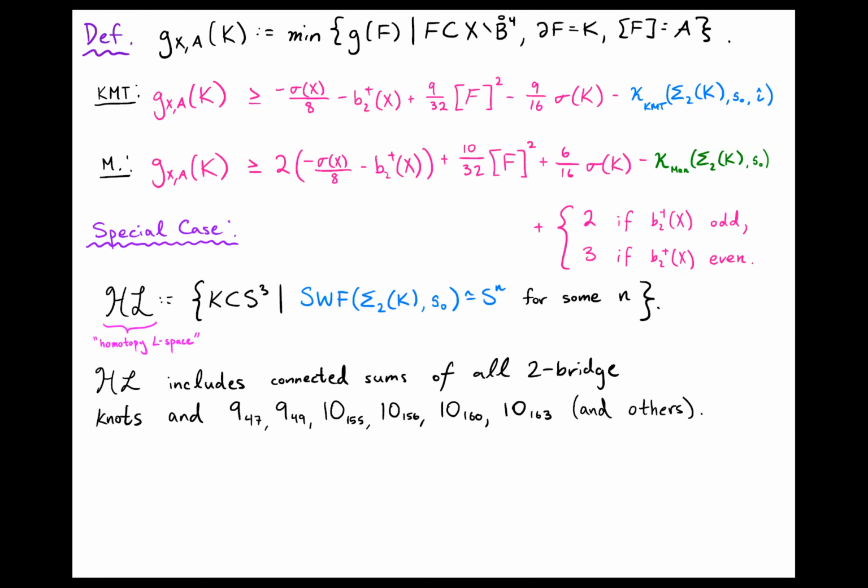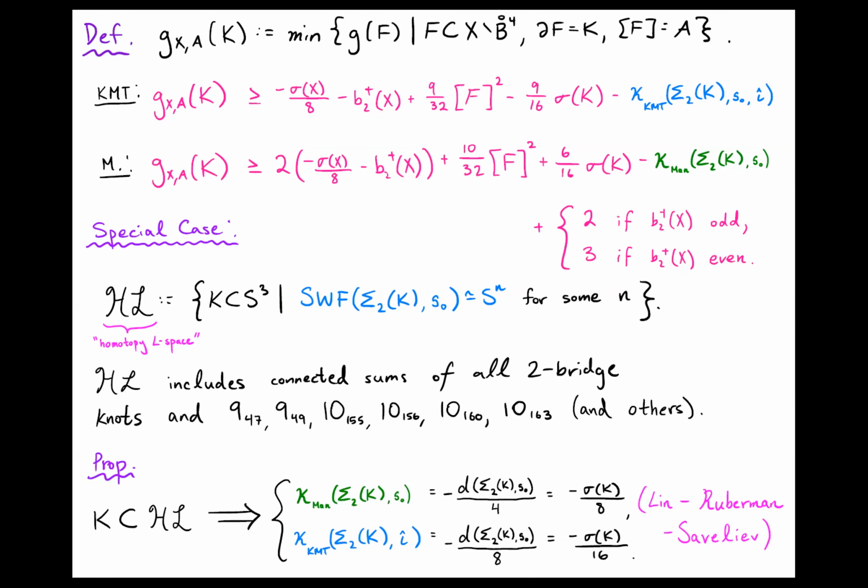Let HL be the set of knots in S3 such that the Seiberg-Witten Floer spectrum of the double branch cover of K with its unique invariant spin structure is homotopy equivalent to a sphere for some n. The HL stands for homotopy L space. If you'd like, it's kind of like saying that the double branch cover is an L space. In particular, this class of knots includes connected sums of all two-bridge knots and a list of knots that are listed there. And conjecturally, some others, not an exhaustive list.